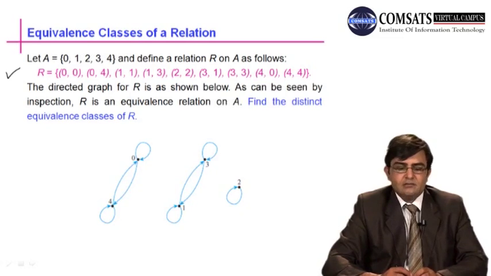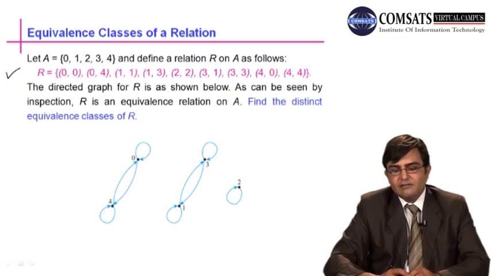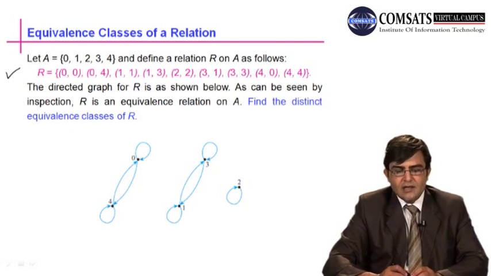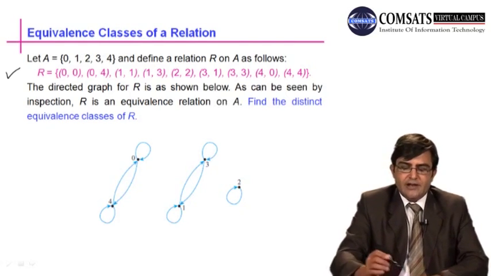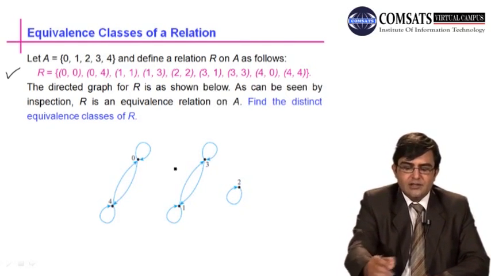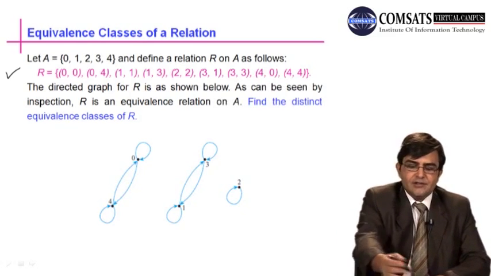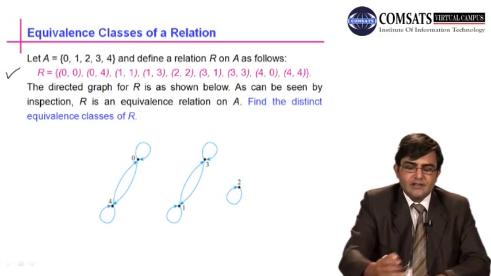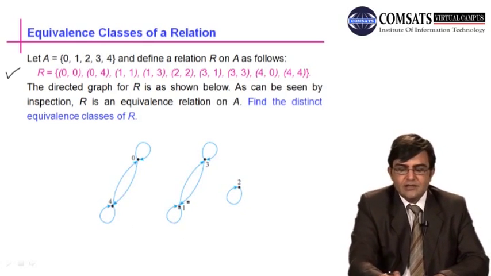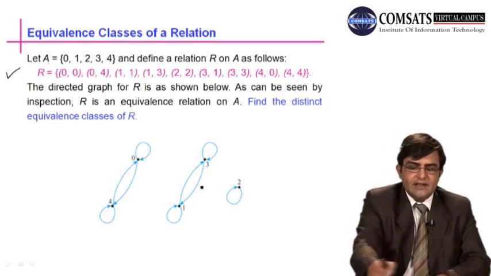Now R is defined as {(0,0), (0,4), (1,1), (1,3), (2,2), (3,1), (3,3), (4,0), (4,4)}. Now we can construct the directed graph of this relation. We write 0, 1, 2, 3, 4. Because 0 is related to 4, but 2 is not related to 4, and 1 is not related to 0, therefore we write the elements here.